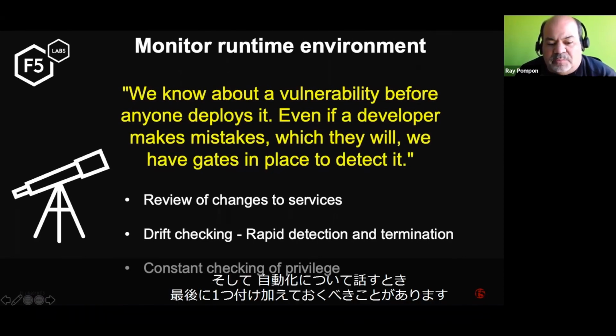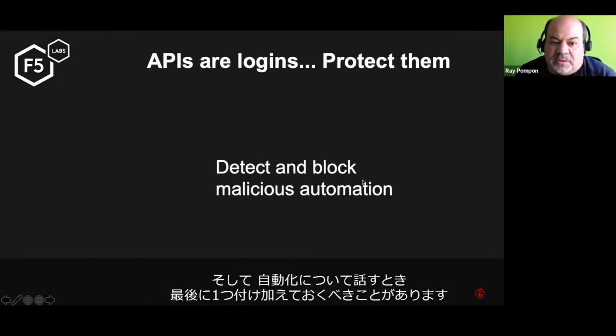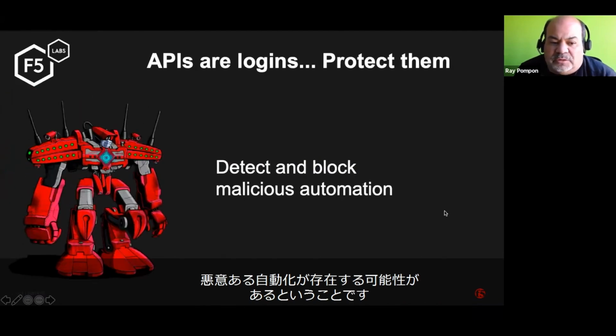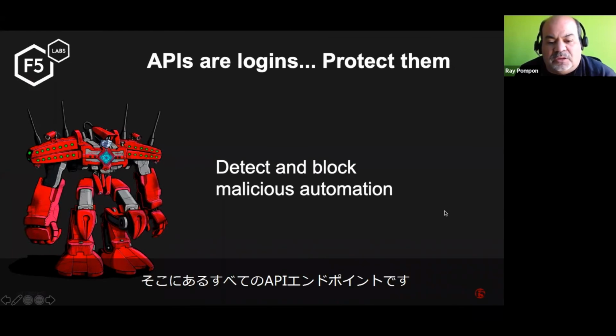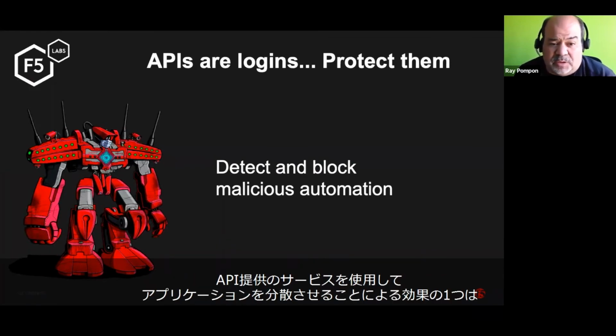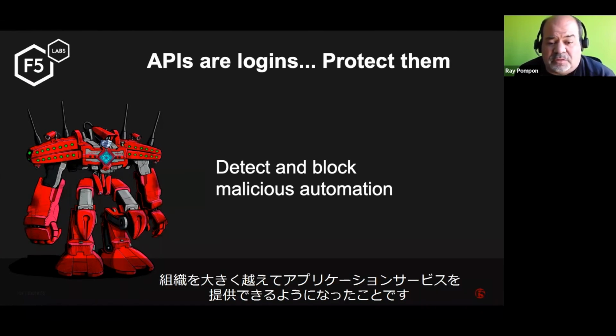And when we talk about automation, I should also add one last thing. There can be evil automation. And this is our F5 Labs ThingBot to represent evil automation, all of those API endpoints that are sitting out there. One of the powers of using API delivered services and spreading your applications out is you can now deliver application services far beyond your organization.